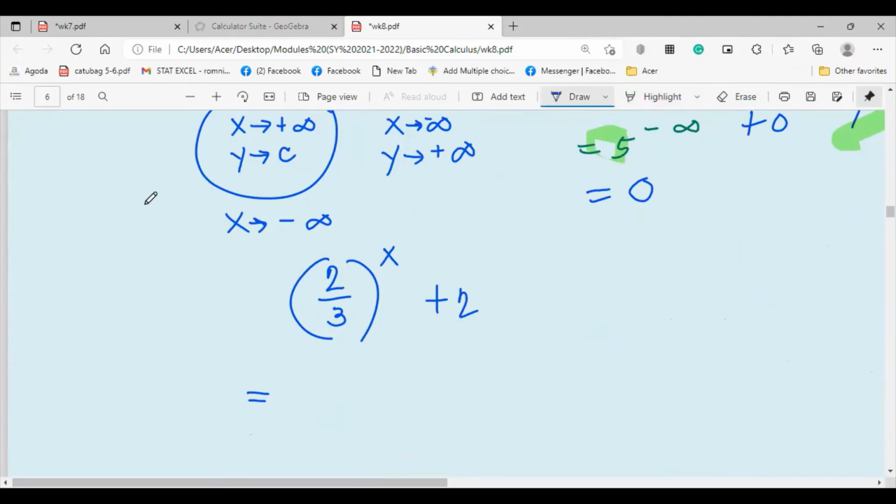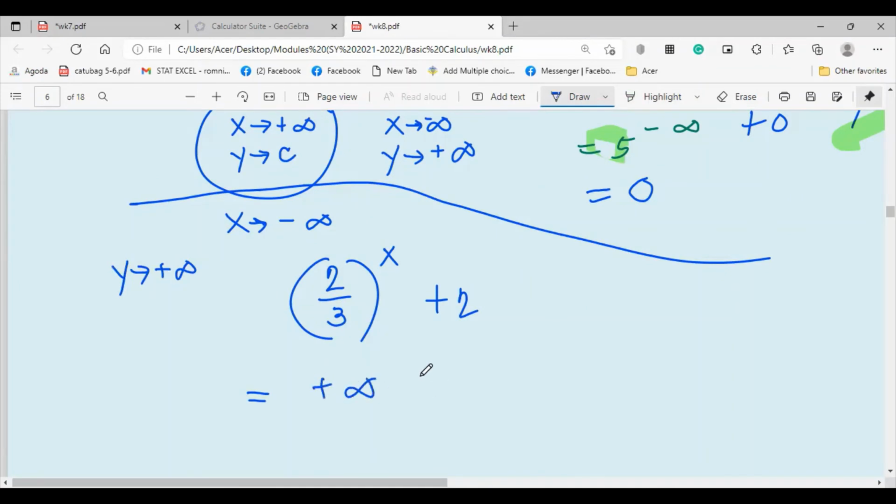Pag dinirekta mo, alam mo naman kasi when x keeps on increasing, then y keeps on increasing too. So, ang sagot mo dito is positive infinity plus 2. This is equal to... tama ba? Negative infinity? Okay, the answer is positive infinity.